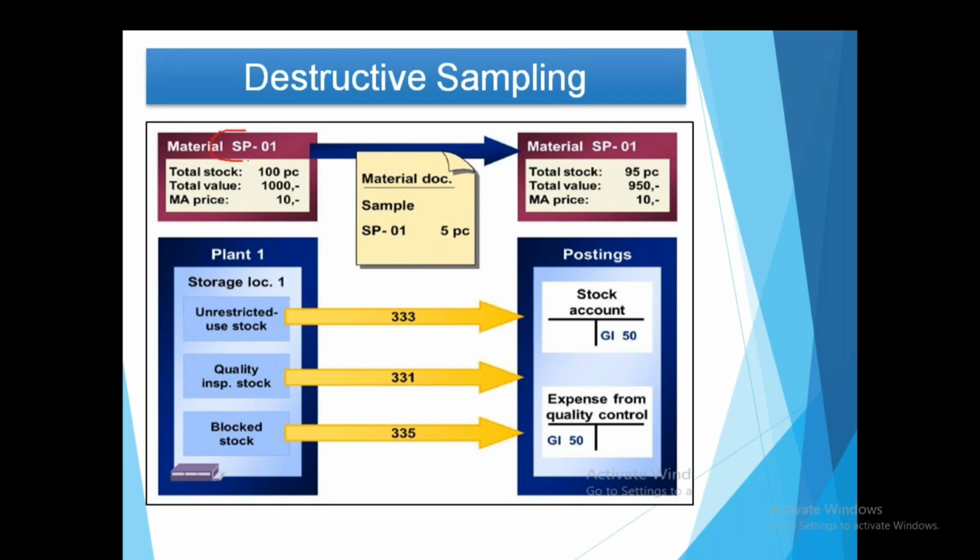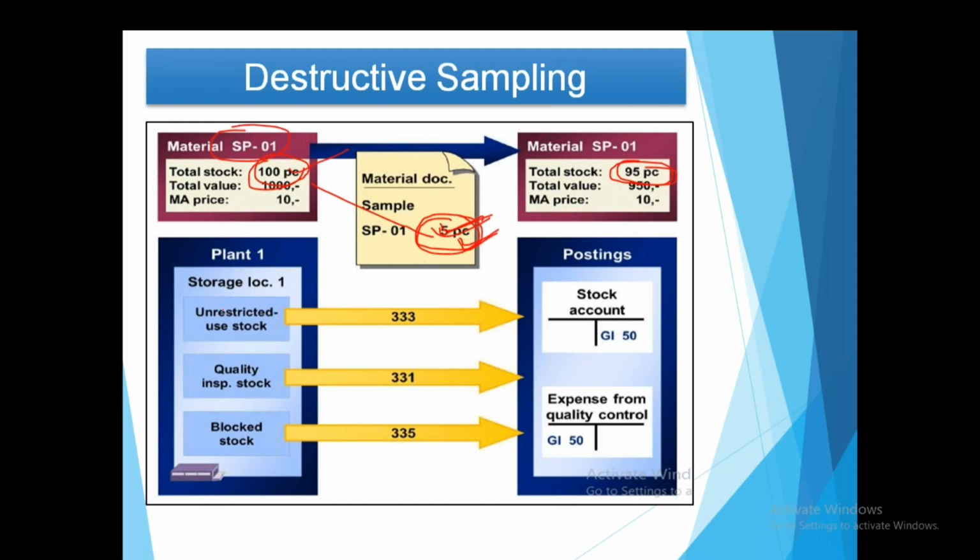Okay. You have a material. This material has 100 pieces, and to do quality inspection on these 100 pieces, you will take 5 pieces and do quality inspection. During the quality inspection, these 5 pieces will be consumed. So now the new stock will become 95 pieces. The samples got consumed, which is called destructive sampling.